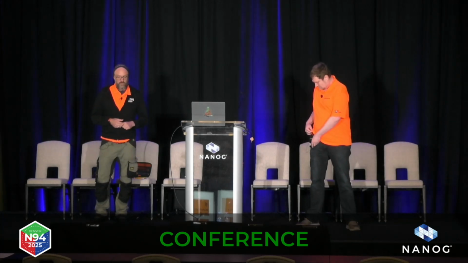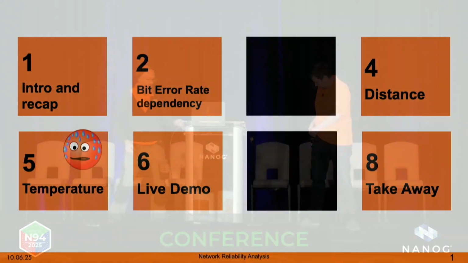That's the agenda for the next 30 minutes. I do an intro and a recap. I did a talk last year at NANOG in Charlotte about 400 gig coherent modules, so there's a recap there. Then we go over to the bit error rate dependency: what is the bit error rate and where are the dependencies? Then we show results of how distance and temperature influence the bit error rate. Then Gerhard will do a live demo, and we have some takeaways at the end.